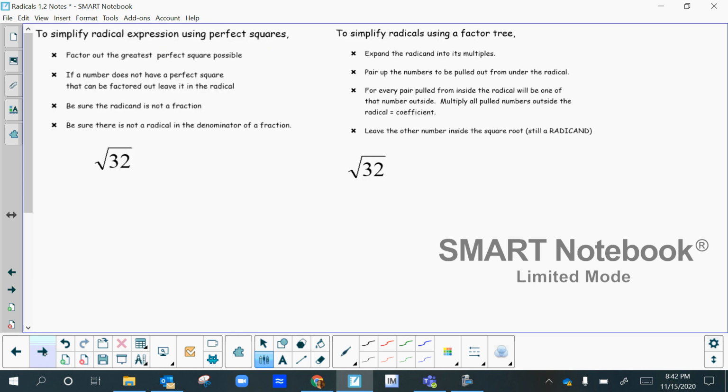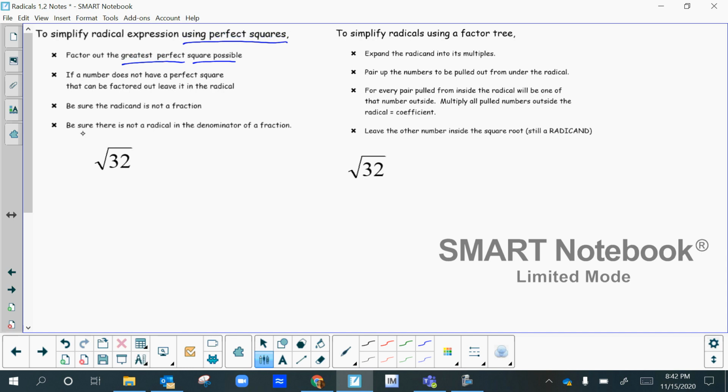All right, so how do you simplify radicals? I know you did a little bit of this in middle school, or in algebra, I should say. There are 2 ways that you can do this. The first way that I'm going to do is simplify out the radical using perfect squares. So you want to factor out the greatest perfect square possible. If a number does not have a perfect square that can be factored out, then you'll just have to leave it in the radical. Then be sure that the radicand is not a fraction, and also be sure that there's not a radical in the denominator of a fraction.